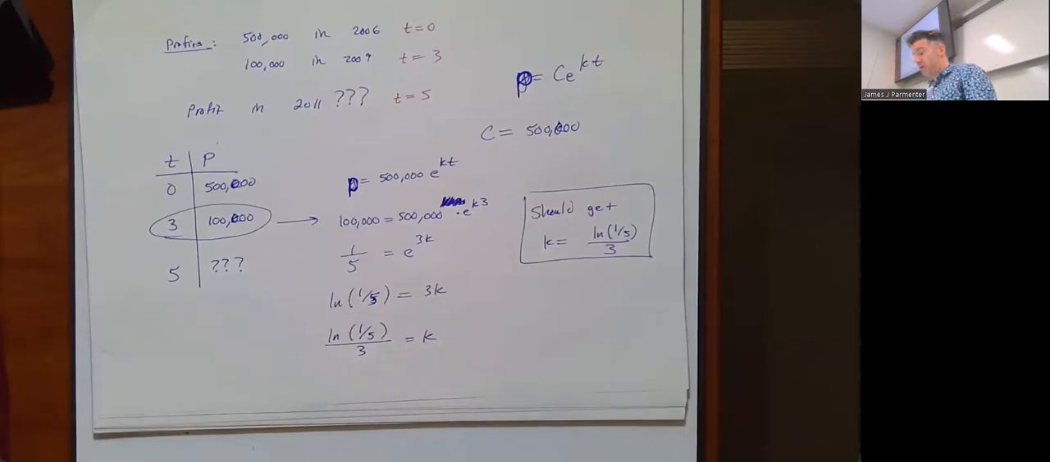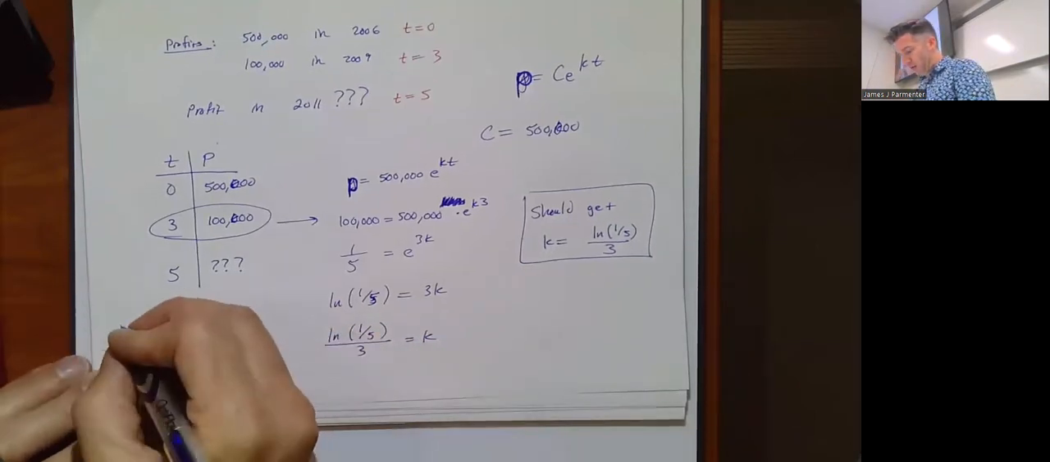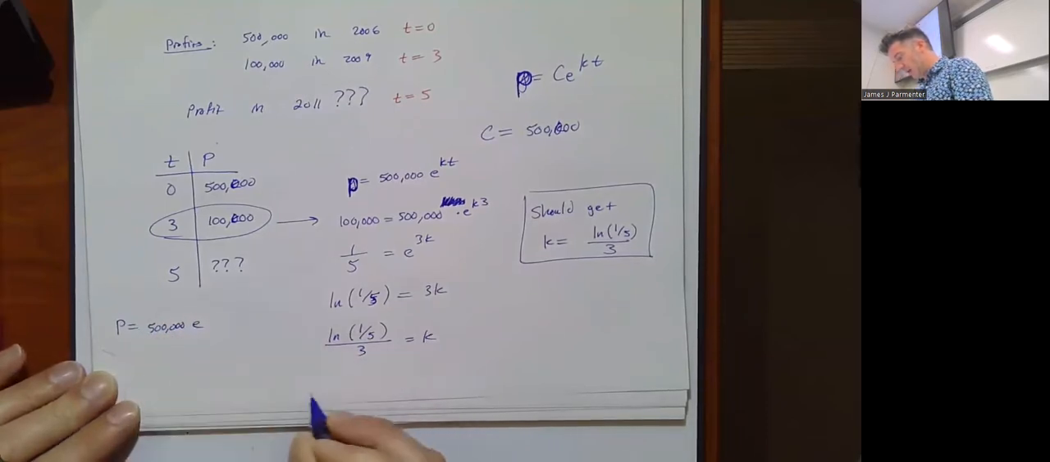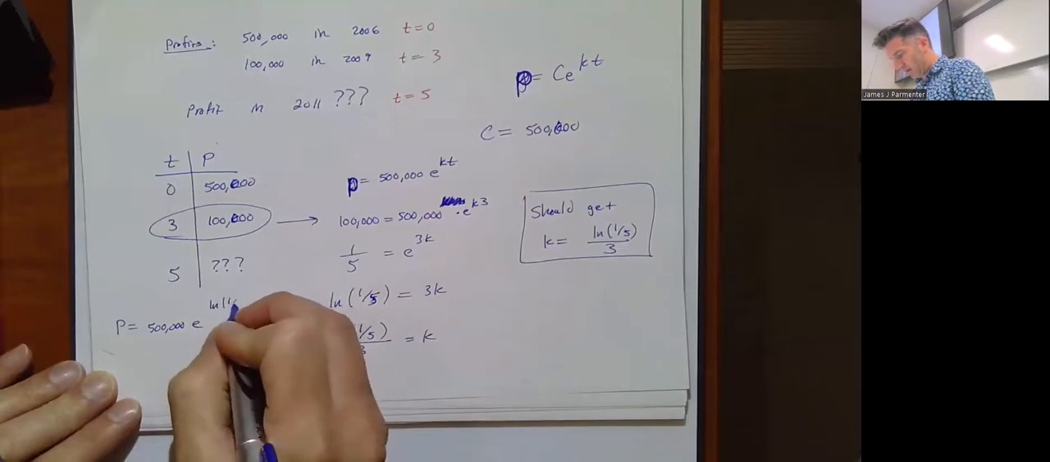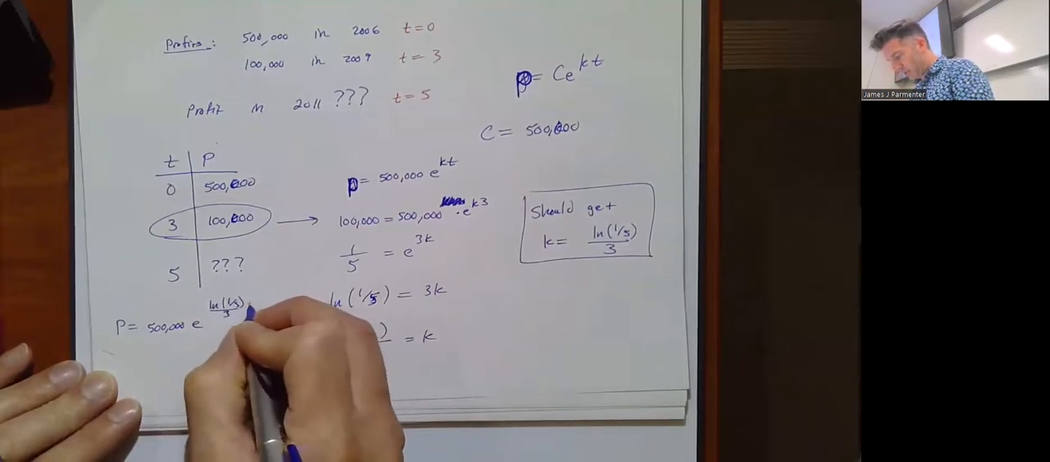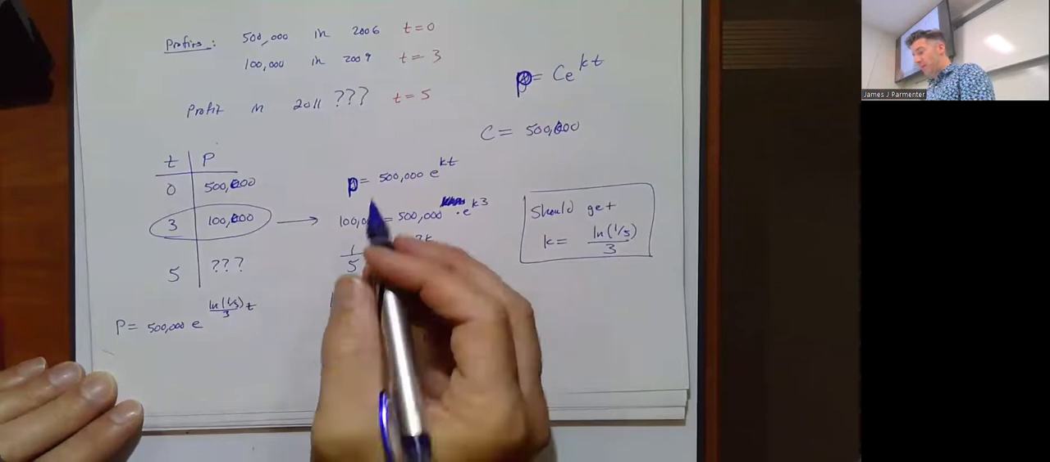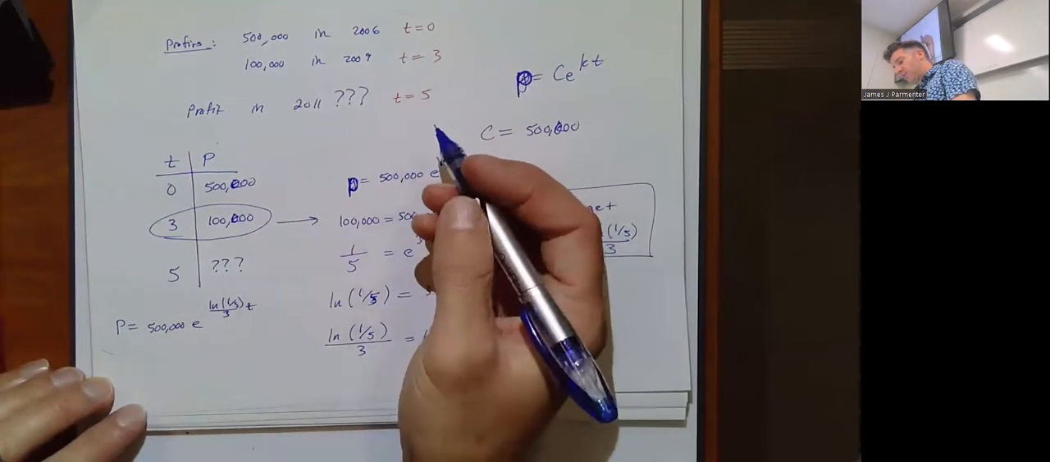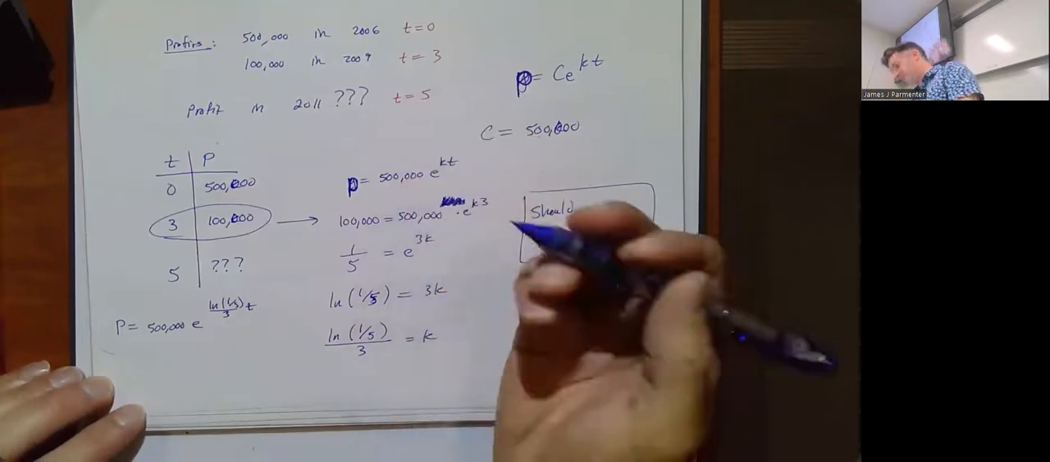And then finally, we're going to write our model. So our model is p equals 500,000 e to the natural log of 1/5 over 3 times t. And then we're going to plug in time equal to 5. That would have been a better question. Oh, well. We're going to plug in time equal to, that'd be interesting.